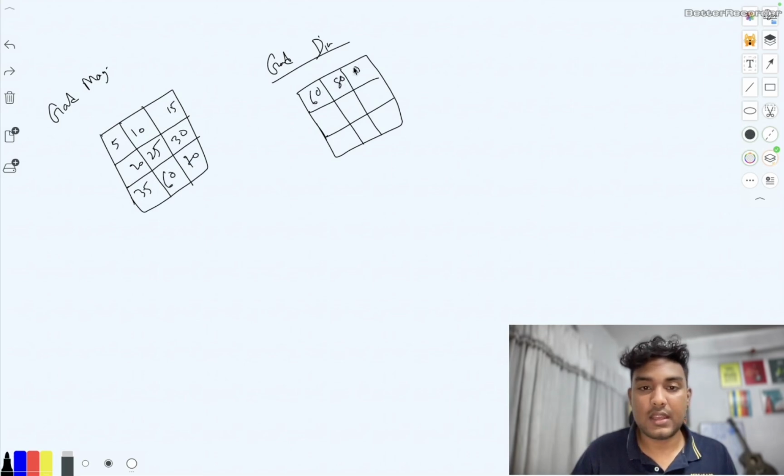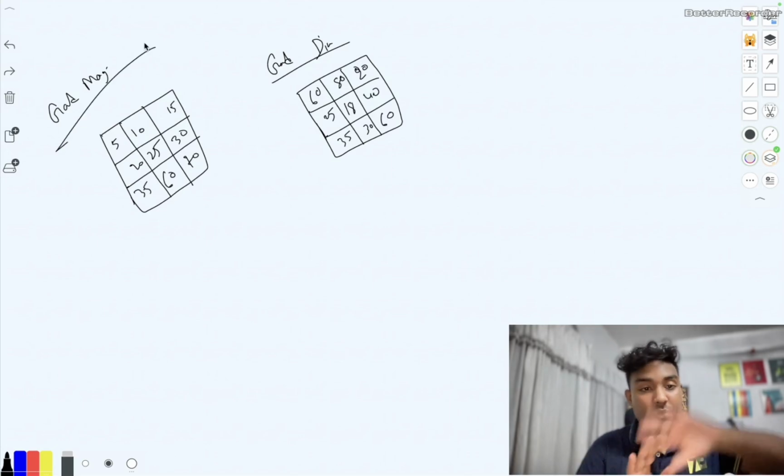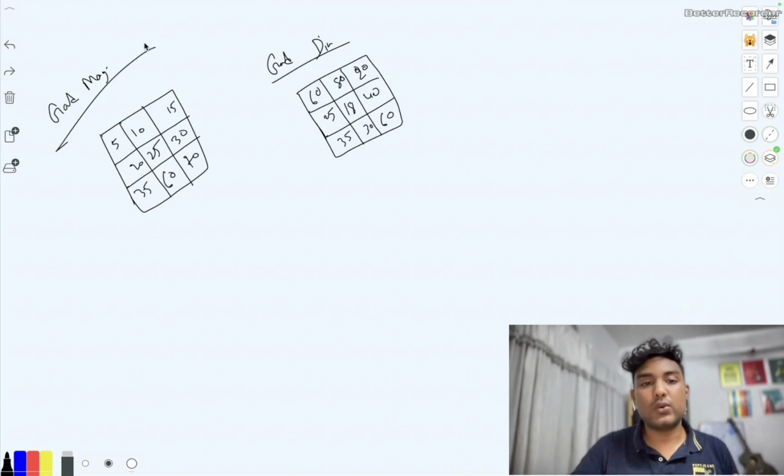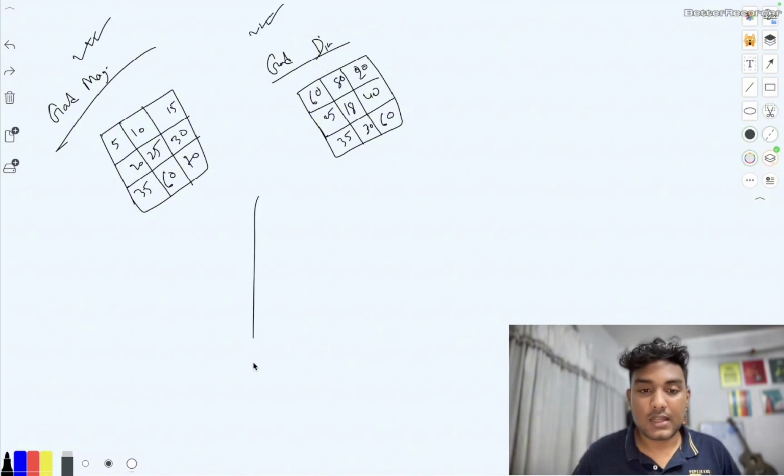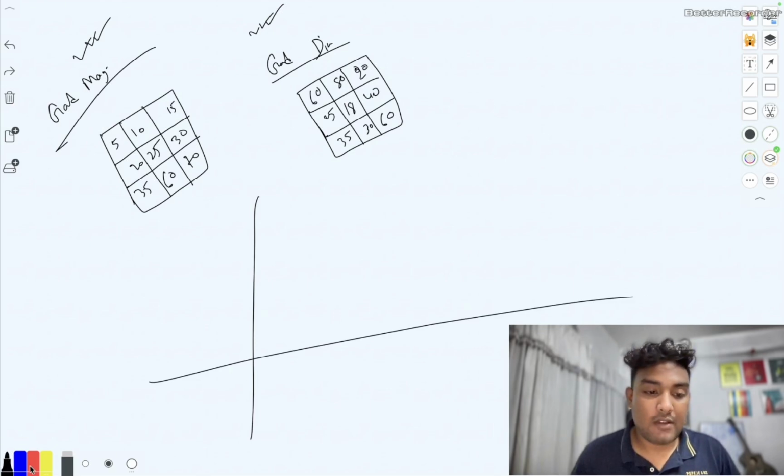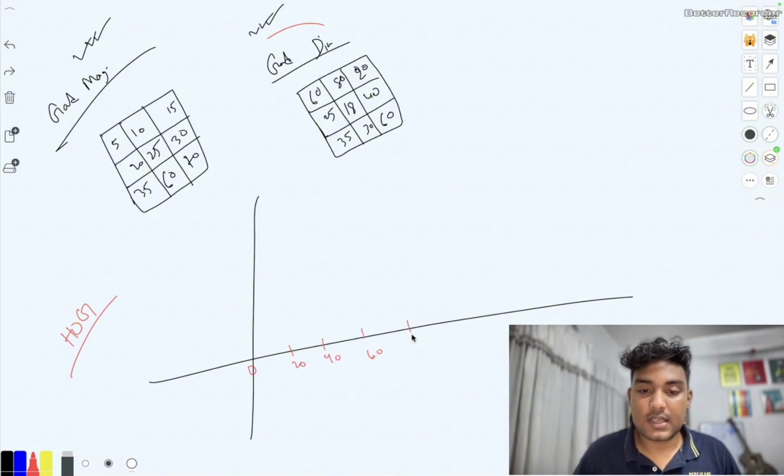Or here 60, 80, 20, 25, 18, 14, 35, 30, 60. Okay, so previously I showed how we could calculate the gradient magnitude and gradient direction. From these two matrices we need to calculate the diagram. For this diagram we will have values on the x-axis like this: 0, 20, 40, 60, 80, 100, 120, 140, 160, and lastly 180. So this indicates the gradient direction, and the y direction indicates the magnitude. Obviously it's basic gradient magnitude in the y direction.